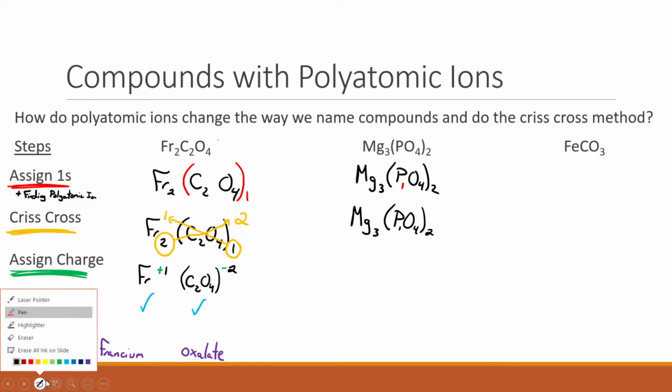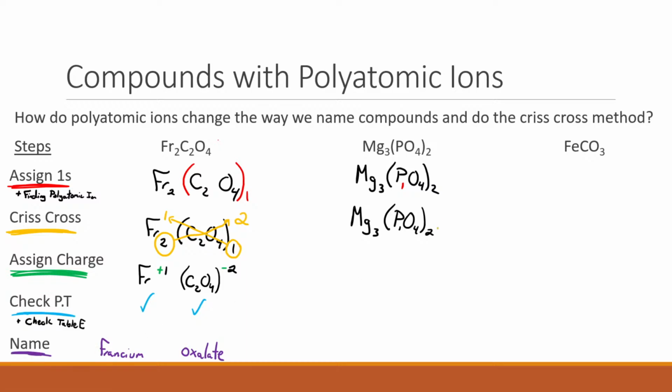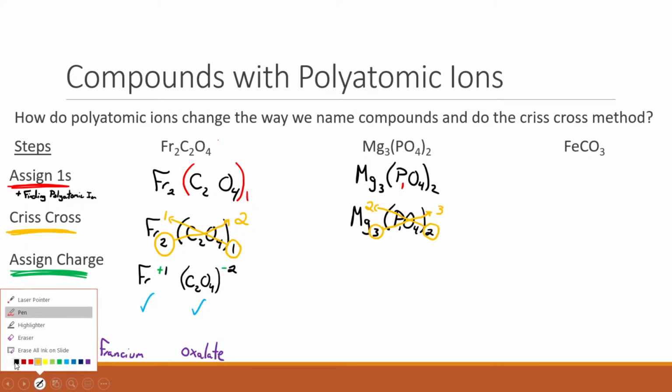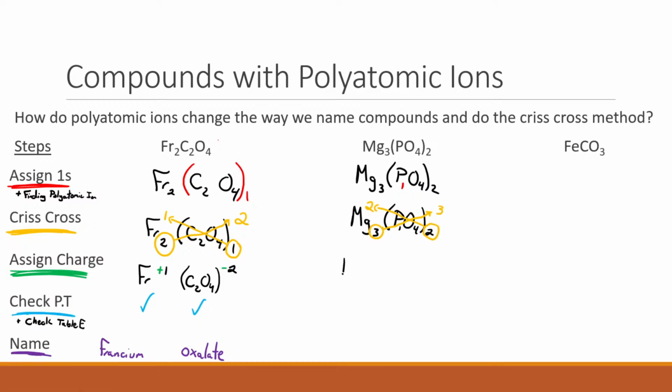We're going to take the 2 and the 3 and bring them up and over to their corresponding opposite ion. And we're going to assign charge. We know our first ion is always positive, and our second ion is always negative. Now we're up to checking the periodic table.